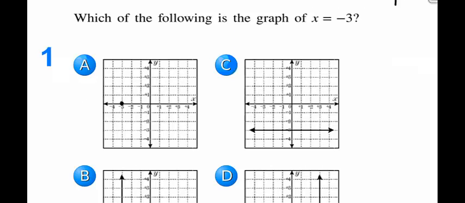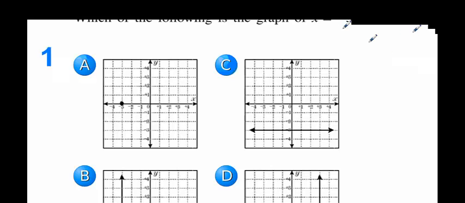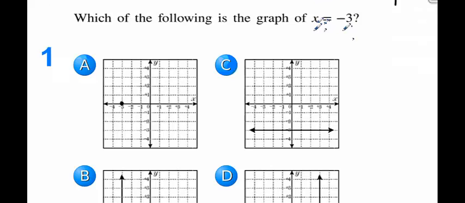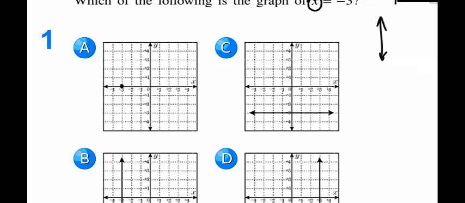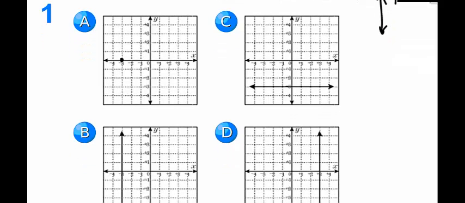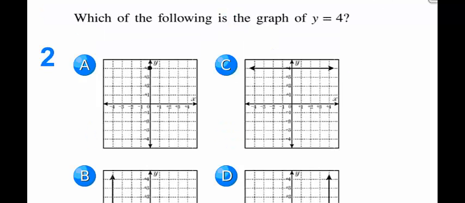Okay, here's the second part, the 1 through 15. Which of the following is the graph of x equals -3? We know that's a special equation. We know that it means the line crosses the x-axis at -3. So if it crosses the x-axis, it has to be vertical, and it crosses at negative 3, which would put it right here. So that's our vertical line crossing at negative 3. So answer is B.